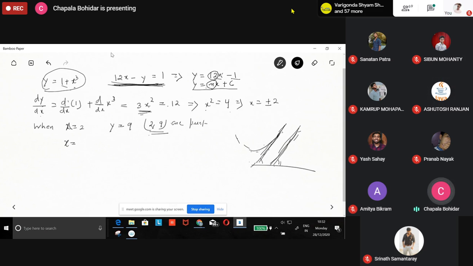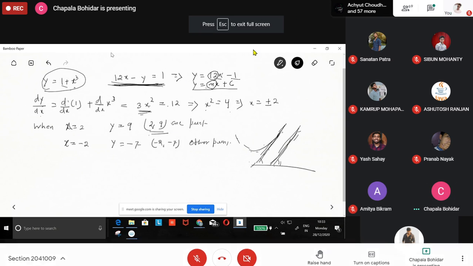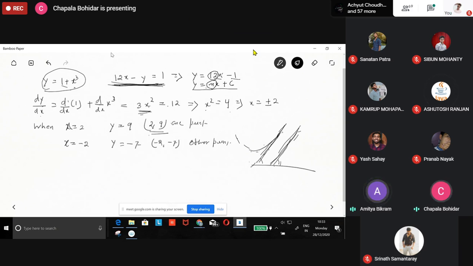When x is equal to minus 2, what is the value of y? Minus 7. So it is (minus 2, minus 7). That is our other point. So what is the question asking? To find the equations of both tangents. Now you got it?